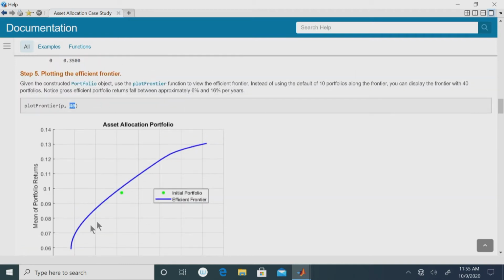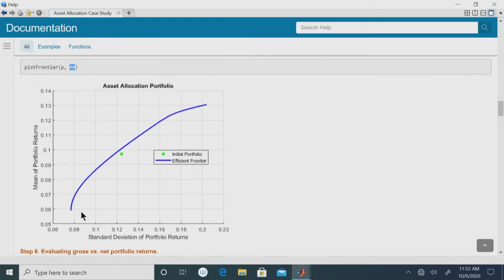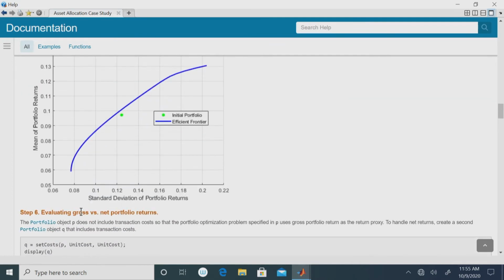And if you observe carefully at the lower end of the efficient portfolio, the return is 0.06, or that is 6%, and on the upper end of course, it goes up to a much higher amount, as you can see that this is closer to 13%. Okay, now, once we have this efficient portfolio, the next thing that we can look at is we can do the evaluation of the gross versus the net profit returns.